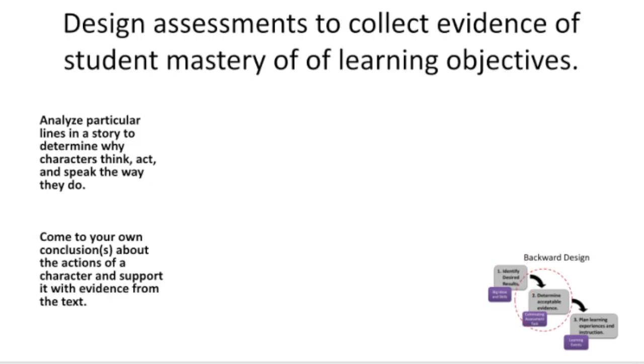All right. Now we move on to the second component of backward design, which is to determine what would acceptable evidence look like. What are the assessment pieces that we're going to gather at the end of this lesson to determine to what degree kids have mastered these objectives? All right, so let's take a look at these learning objectives we came up with. Analyze particular lines in a story to determine why characters think, act, and speak the way they do. What would make sense? What would be logical evidence of that? And then asking students to come to their own conclusions about the actions of a character and support it with evidence from the text.